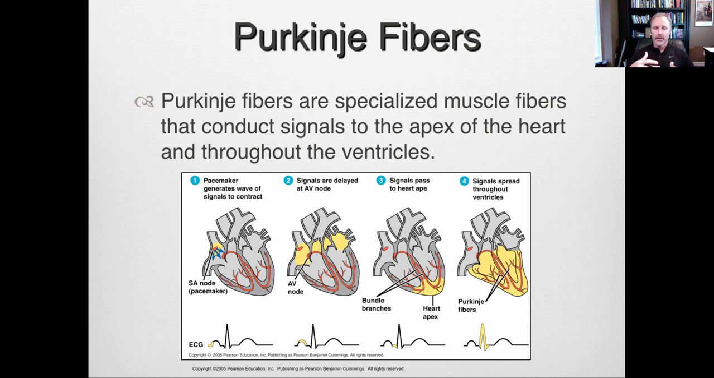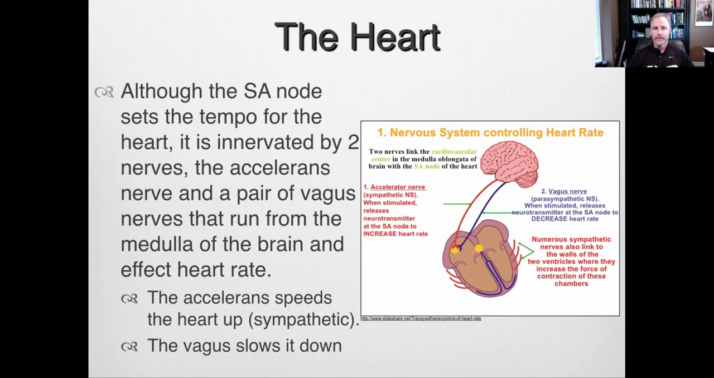sets off another round of electrical activity that causes the atria to contract. The ventricles at this point will be relaxed, and that's going to allow the movement of blood throughout the heart, throughout the lungs, and of course throughout the body. Okay, so we talked about the SA node and how it sets the tempo for the actual heart, but it's innervated by the two nerves that we were discussing.